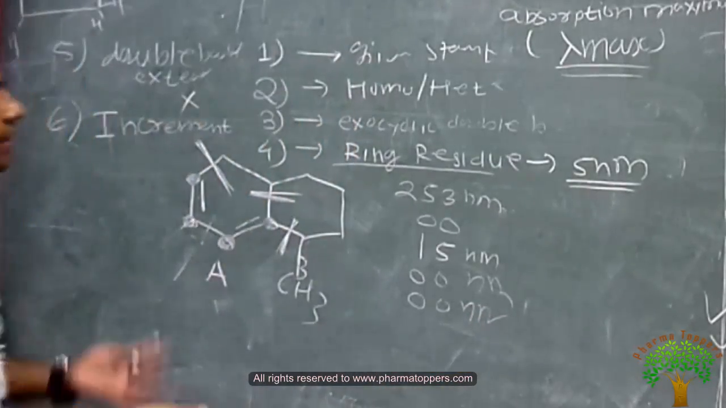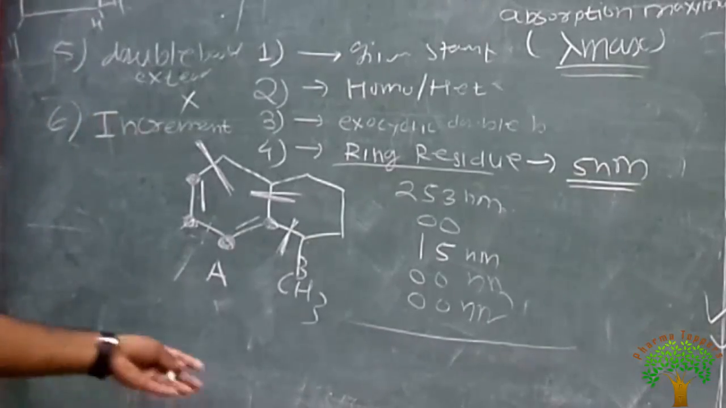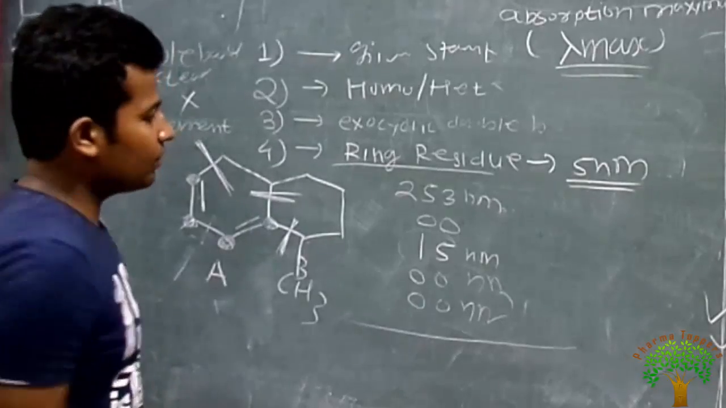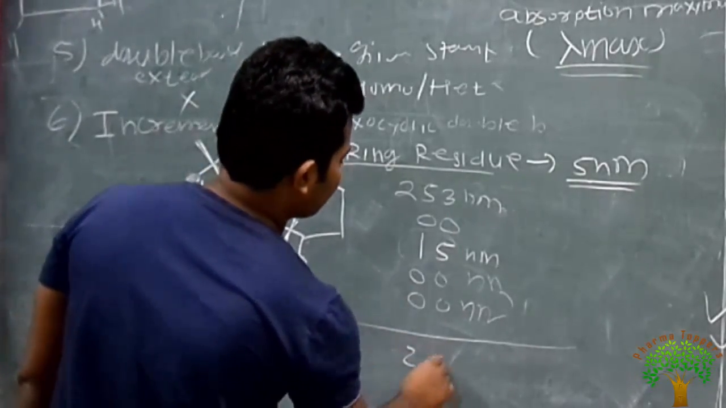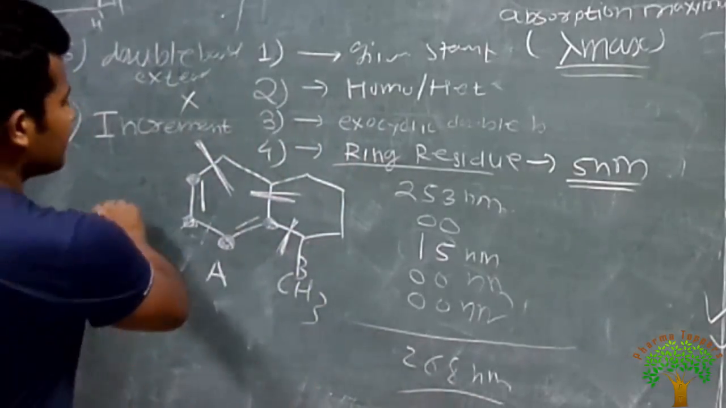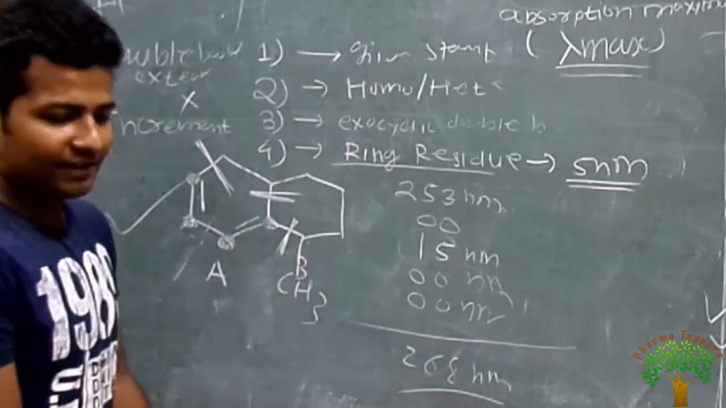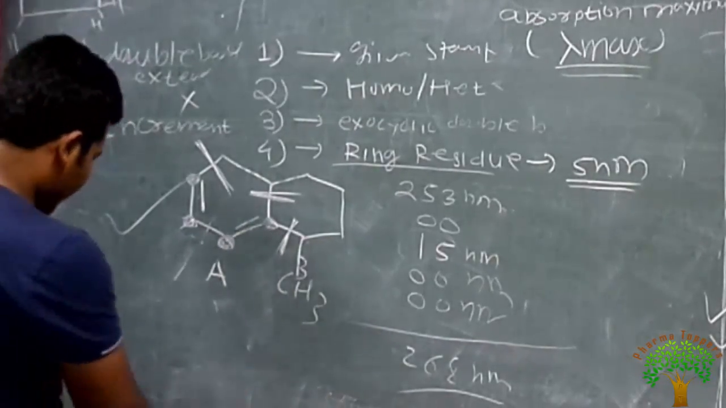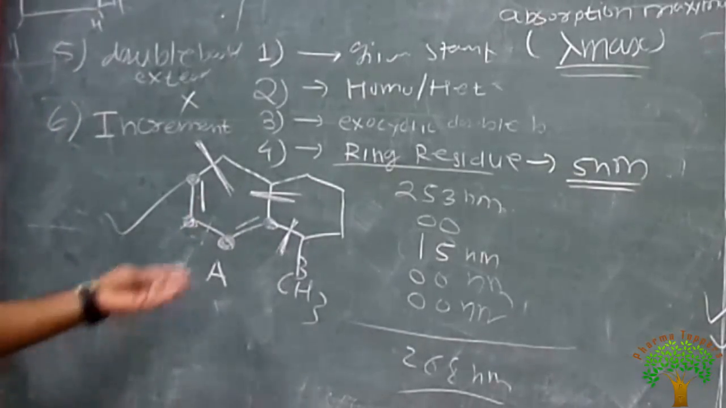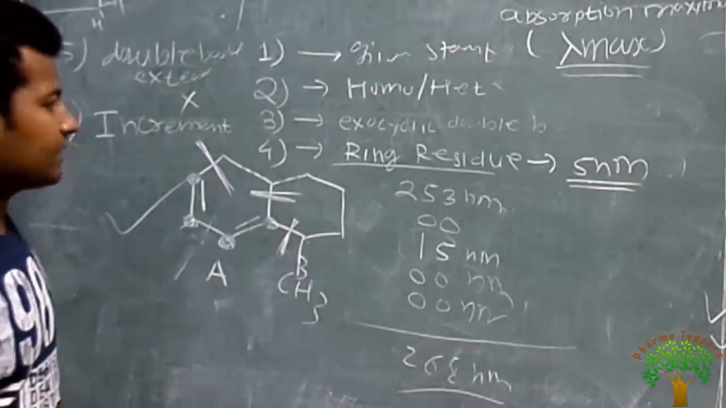And then finally calculate the value. Our final value, 253 plus 15, is equal to 268 nanometer. This is your final answer. And this is a question from this year, 2015. Recently, one of my juniors told me this structure came in the NIPA exams.